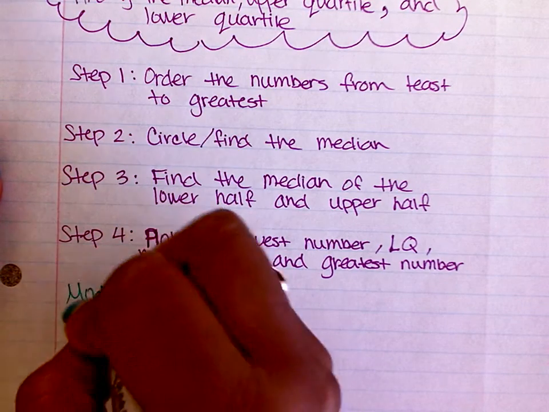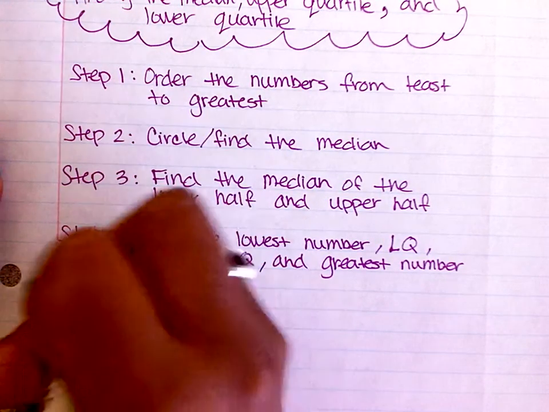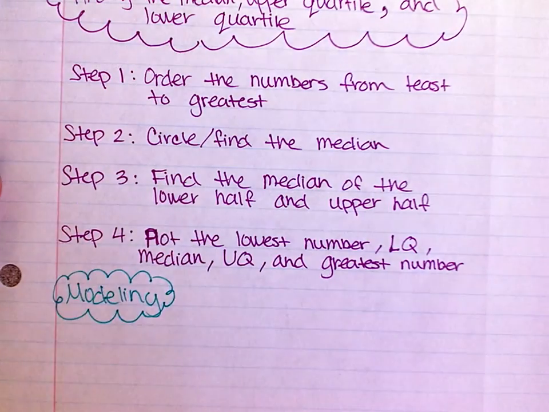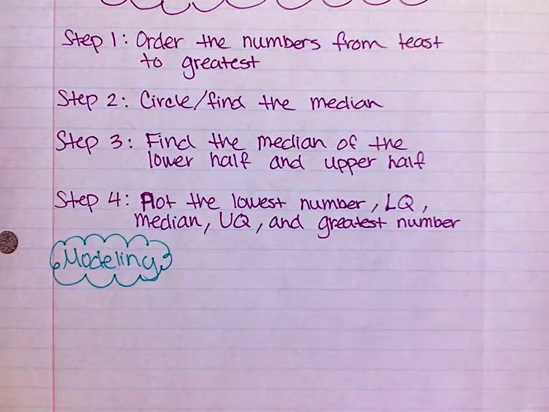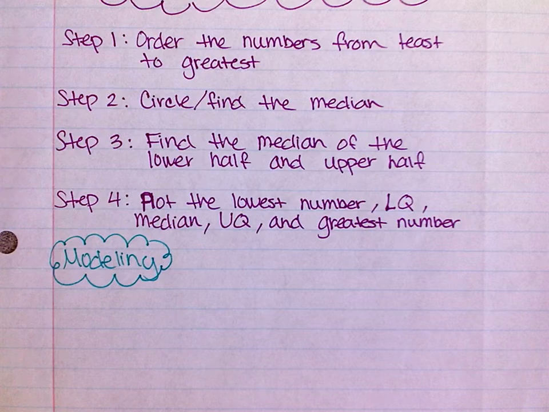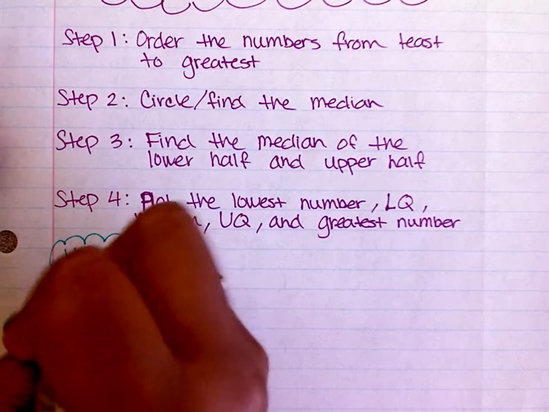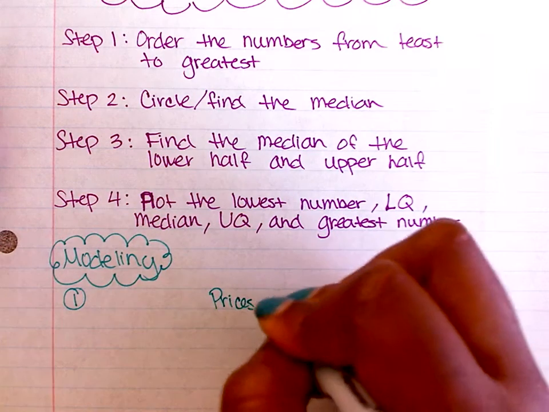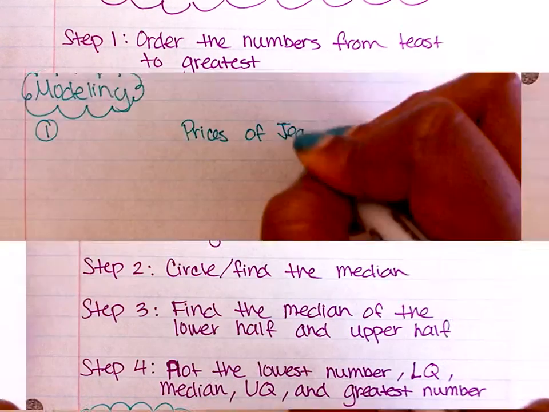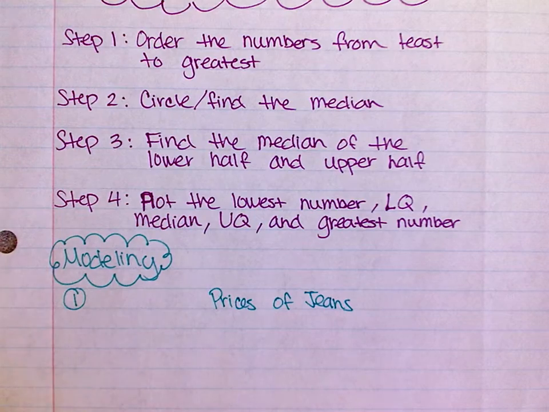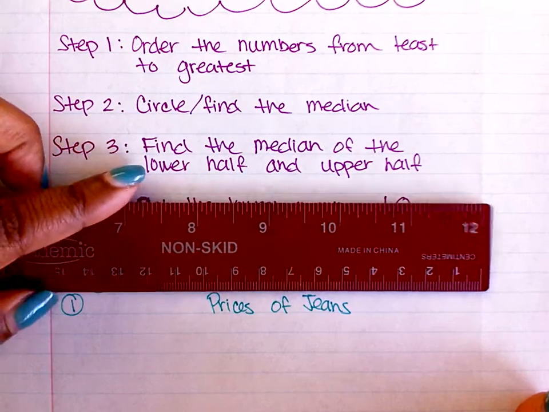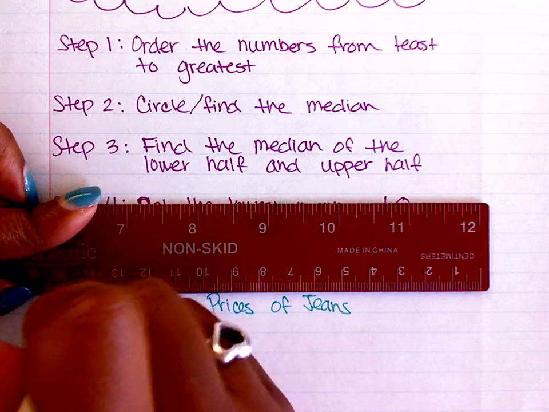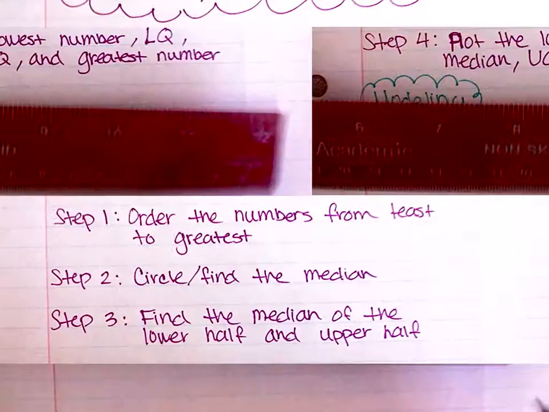All right, so I'm going to show you how to do it. You're going to get a list of numbers. So the problem might look like this. This is going to be the prices of jeans. Everyone has their favorite pair of jeans. So they may give you a range of prices of jeans.